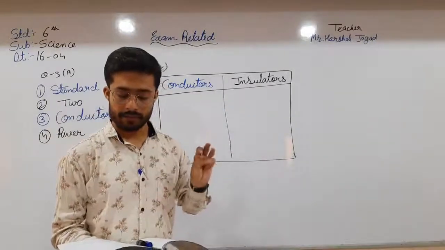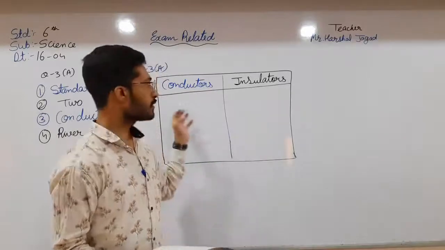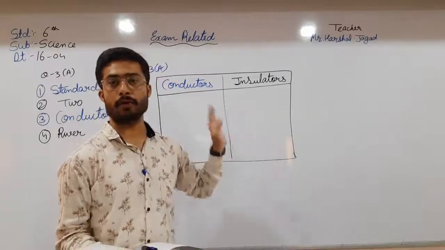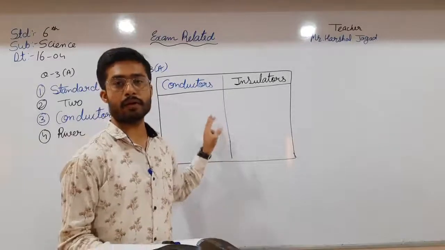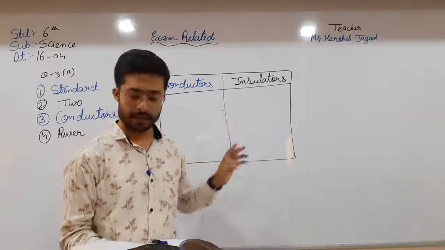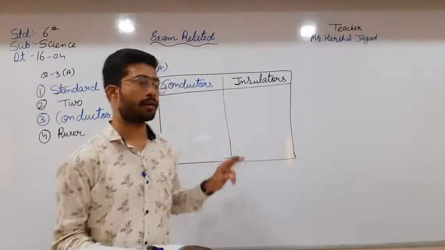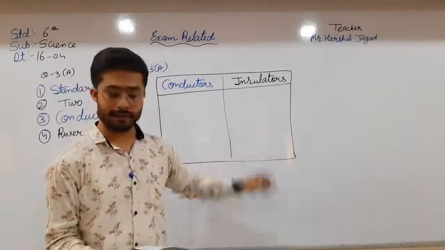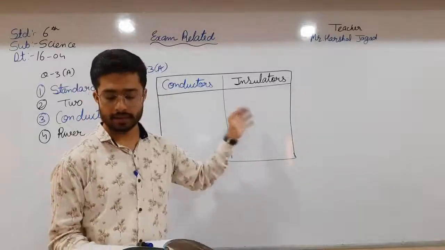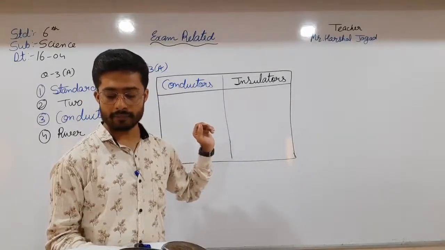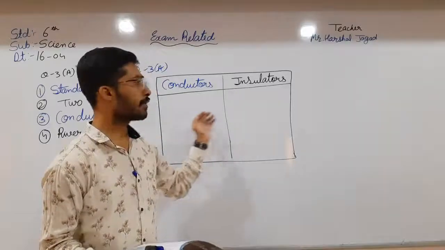Then copper, is it a conductor or insulator? You have to write according to that. Rubber, that also, conductor or insulator. Okay. Then distilled water, conductor or insulator. Then normal water, is that a conductor or insulator? Then clothes, is it a conductor or insulator?